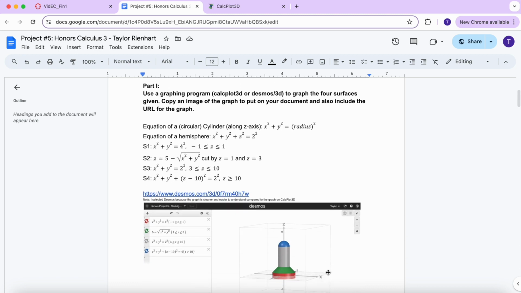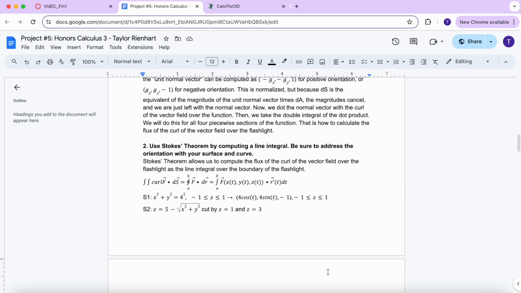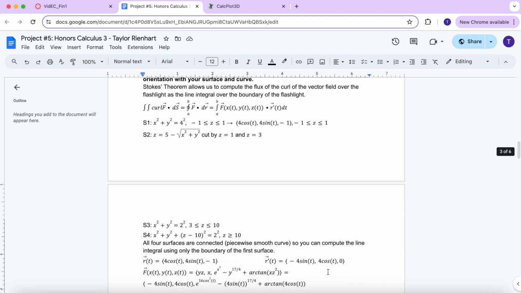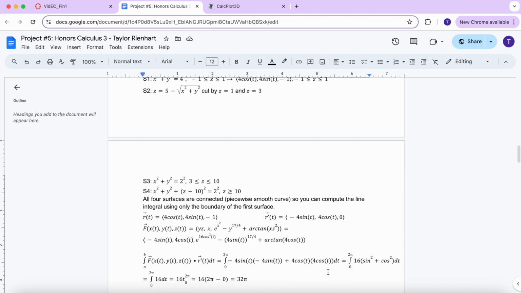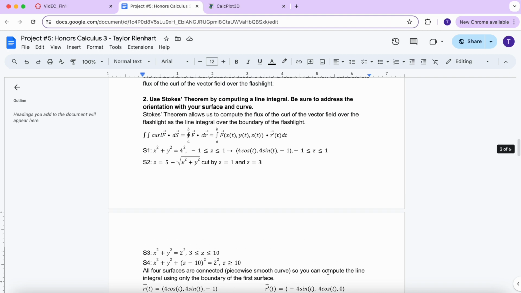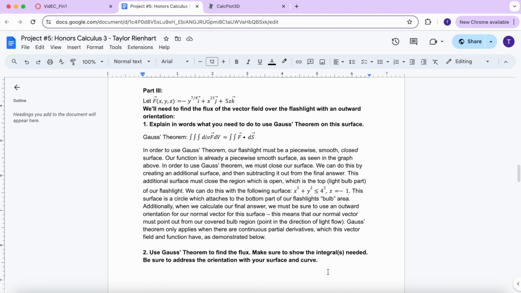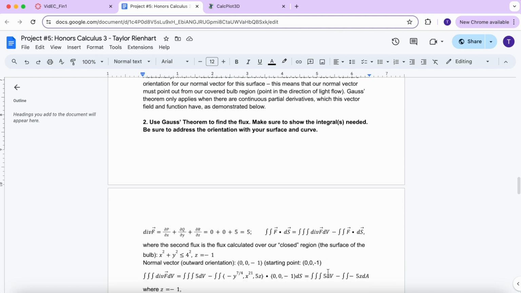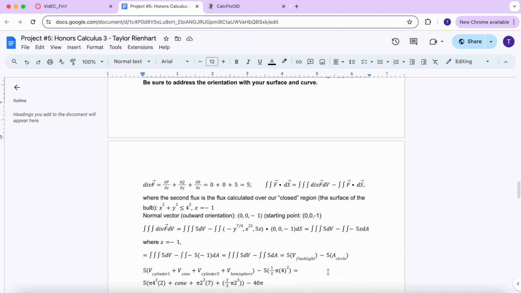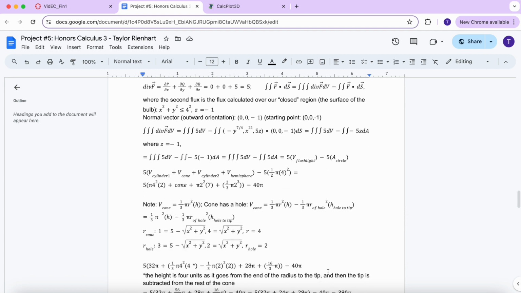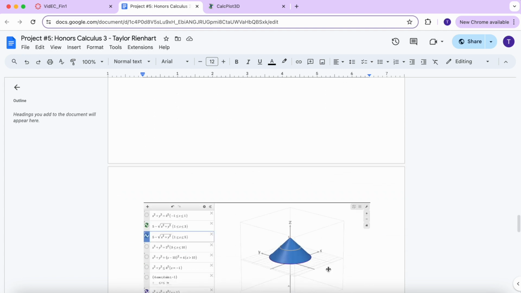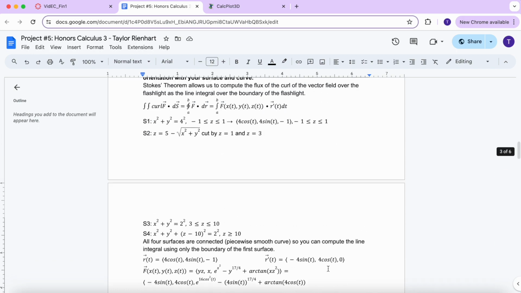Specifically, we are going to be working on using Stokes' theorem to compute the flux of the curl of the vector over the surface. And then later on in this video, we are going to be talking about using Gauss's divergence theorem to compute the flux of the vector field over the surface S. We are additionally going to discuss why we can use these theorems. Let's get into it.